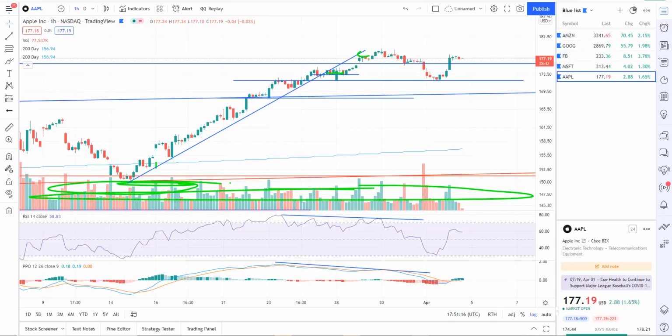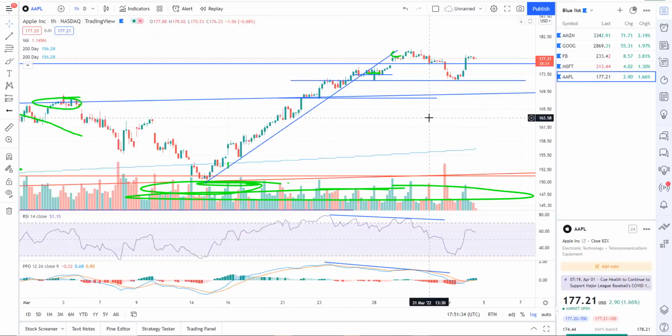All right, I want to start out with Apple today because Apple is the major player in the stock market in terms of market cap weighting. It's the largest company in the market, and so when it moves, the market moves. I want to just point out what we're seeing here.